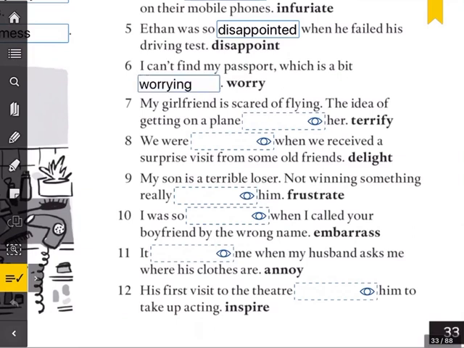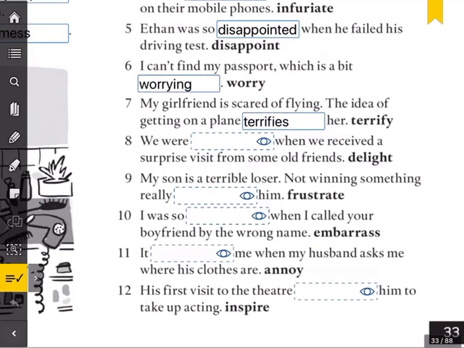Worrying, ing. Now my girlfriend is scared of flying. The idea of getting on a plane blank her. And you need to use terrifying. What do you think? Verb? ed, ing? Let's see. Terrifies, we need the verb here, no? My girlfriend is scared of flying. The idea of getting on a plane terrifies her.